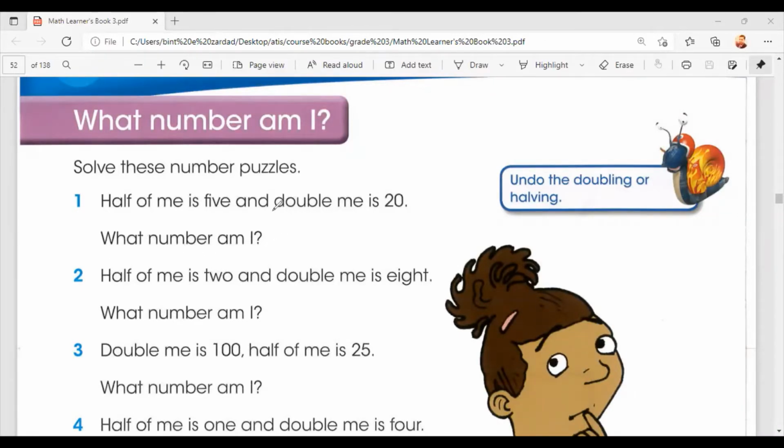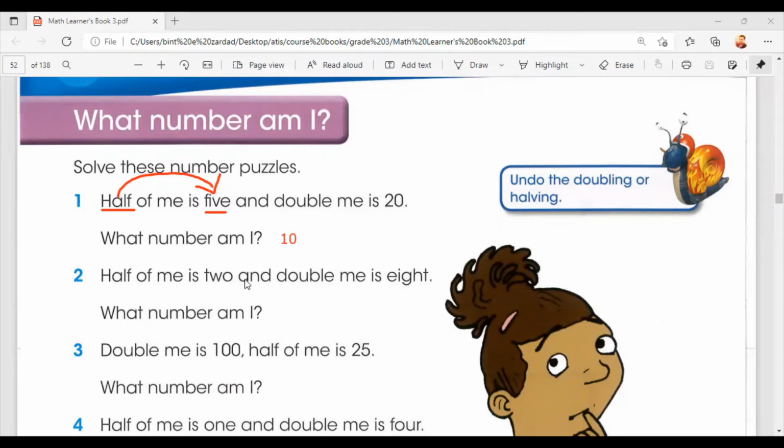So the easy way, if you find anything smaller, half of me is 5, so make it double. So it is like this, we can get our answer. So what is the double of 5? Obviously it's 10. Now you can check your answer. Half of me is 5. When you're making the half of 10, it's coming 5, and when you're making double of 10, it's coming 20. So this is our requirement. What number am I? So I am 10.